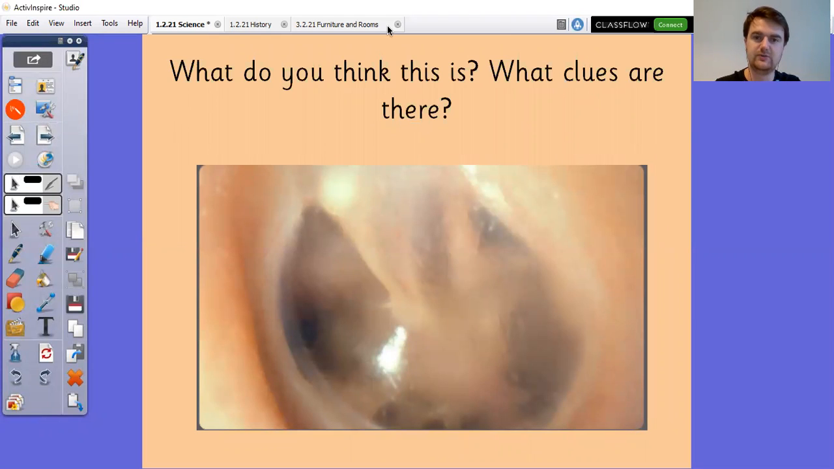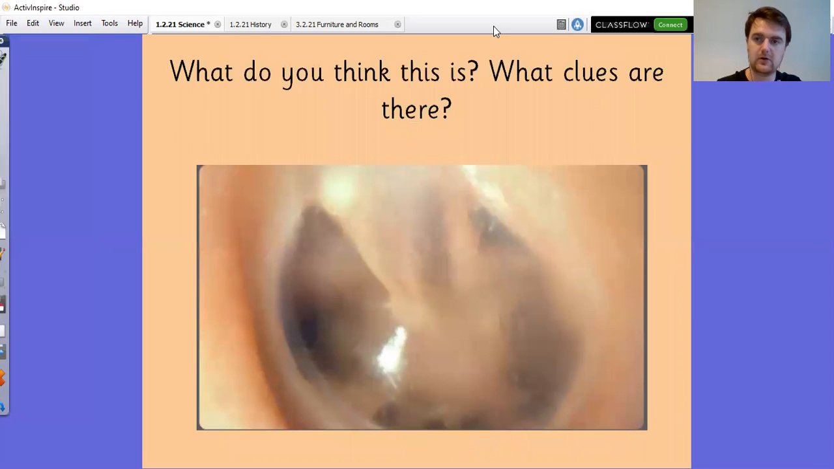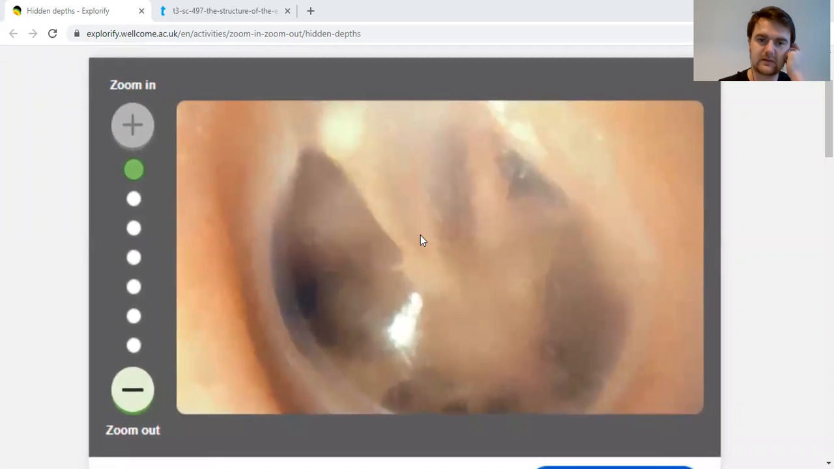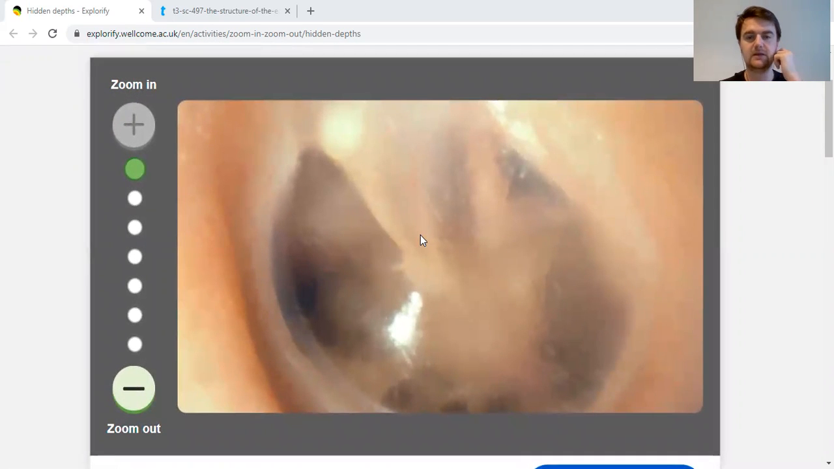So what do you think this image is? On Teams, there is a scaffold where you've got 9 different bits. So there are 9 different stages to this picture. I want you to pause the screen on each one and tell me what you think the picture is. And then as we zoom in, what do you think it is from the next picture? And what clues are there from the picture? So there's your first one.